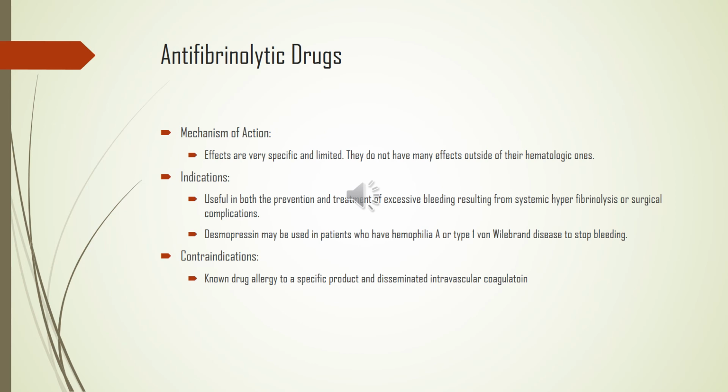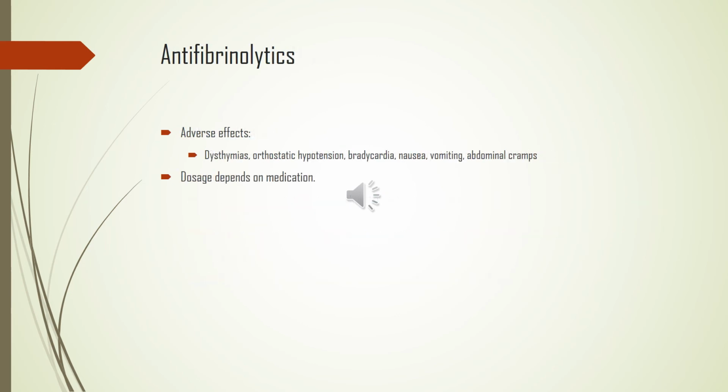Contraindications are known allergy to a specific product and disseminated intravascular coagulation, or DIC, with that. Adverse effects: dysrhythmia, it can cause an irregular heart rate, orthostatic hypotension, bradycardia, nausea, vomiting, and abdominal cramps. And the dosage is going to be dependent upon the medication that they give and what it is they're trying to treat.